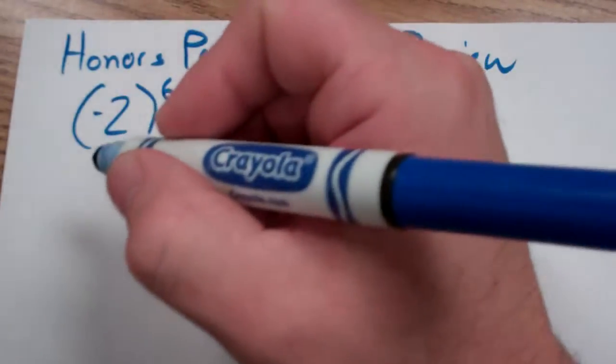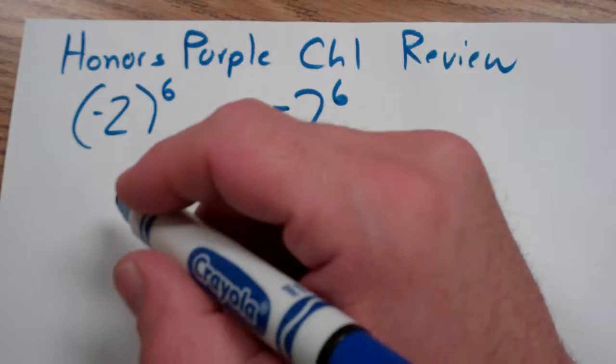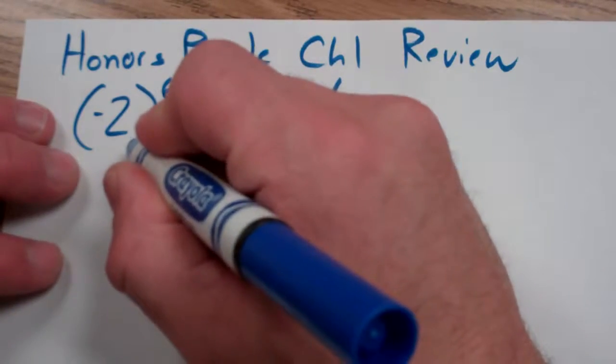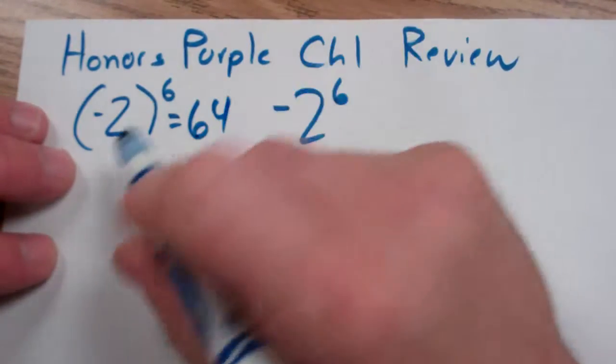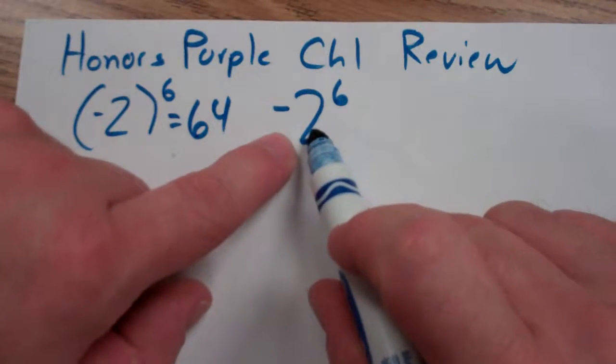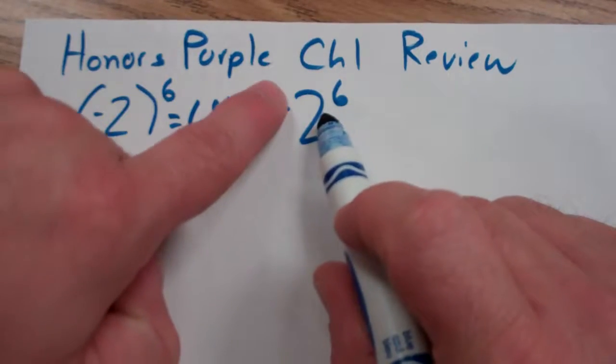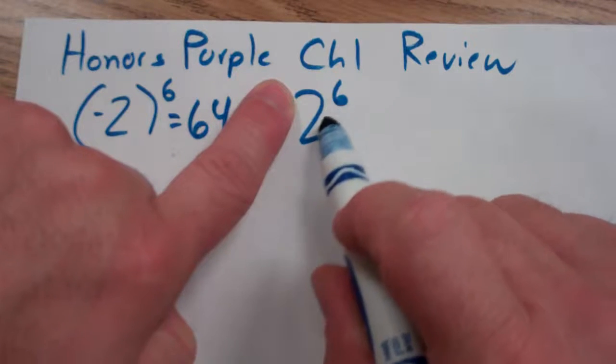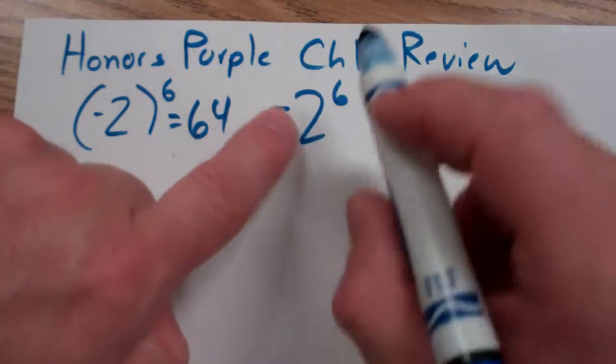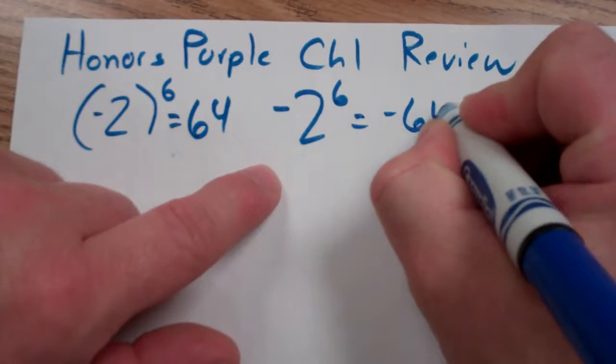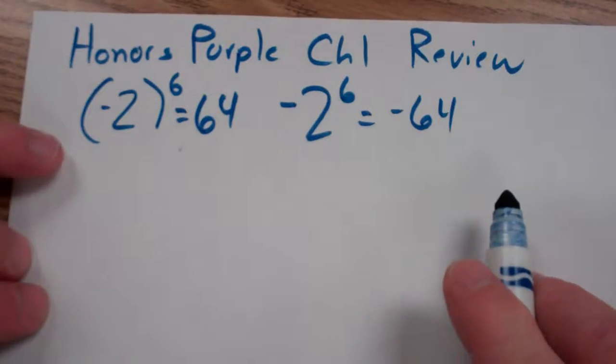So you would just do 2 times 2, which is 4, times 2 is 8, times 2 is 16, times 2 is 32, times 2 is 64. And it's positive because we had 6 negatives. Remember, this is different. This 6th power is not hitting that negative. This is 2 to the 6th power, which is 64. That makes it the opposite of it. So this would be negative 64. In other words, be careful how much your power goes to.